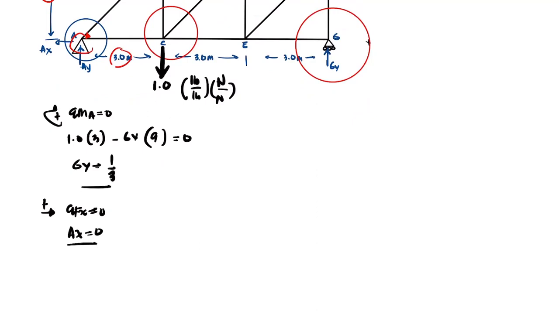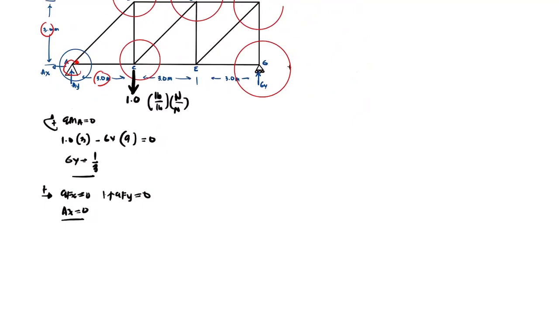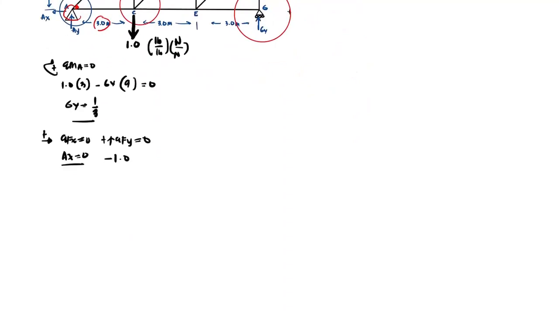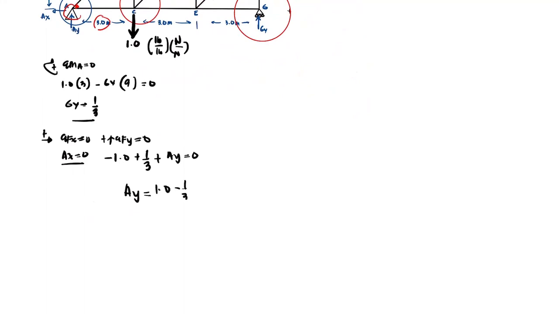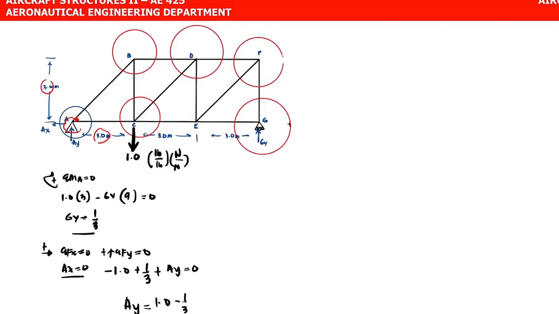Now, summation forces Y is equal to 0. Going up is positive. Meron tayong negative 1.0 plus 1/3 and then plus AY is equal to 0. So, meron tayo ditong AY is equal to 1.0 minus 1/3 and AY is 2/3. Okay, so alam mo na yung reactions. Next is, ulitin mo yung process, no? So, joint A ka ulit.